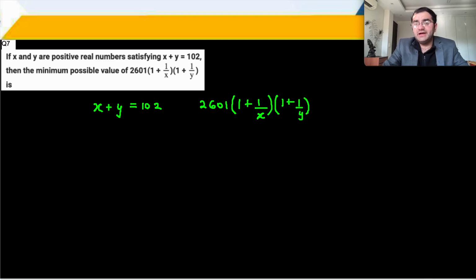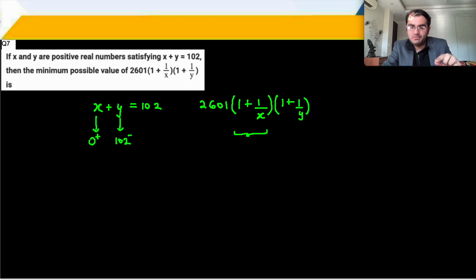Either the values will be very close to each other or they will be far away from each other. Let's try far away from each other, and they are positive real numbers. Let's say x is just more than 0, the smallest value just more than 0, and therefore y will be just less than 102. If x is just more than 0, then 1 upon an infinitely small value will now become infinity. So you will get 2601 into infinity. The whole value will become infinity.